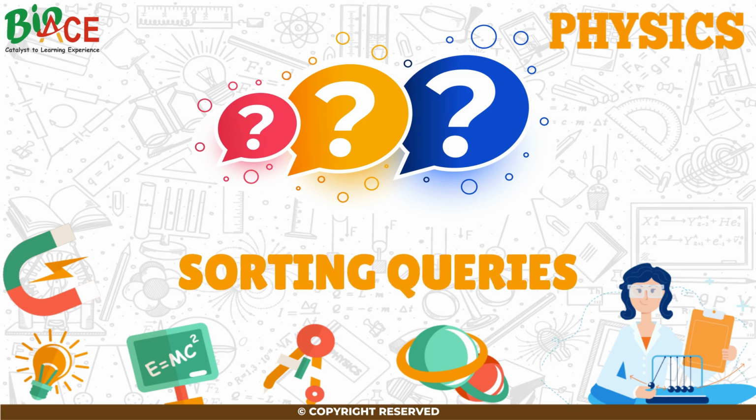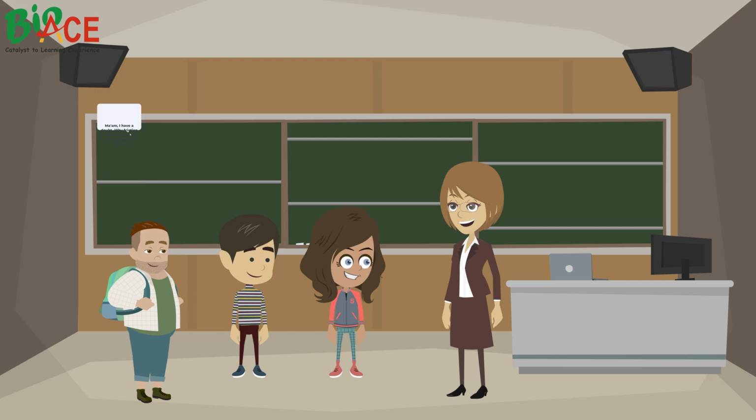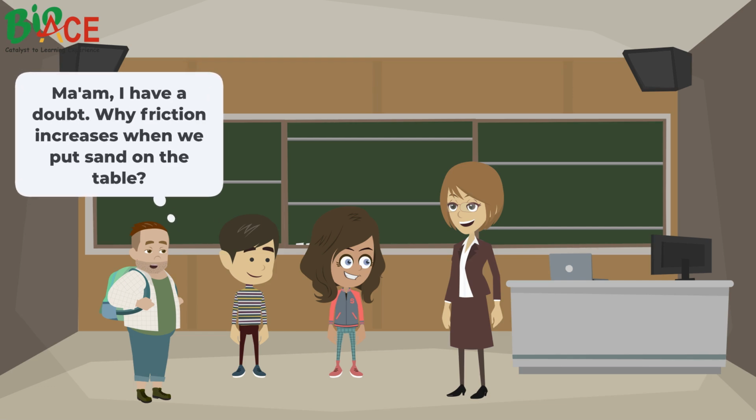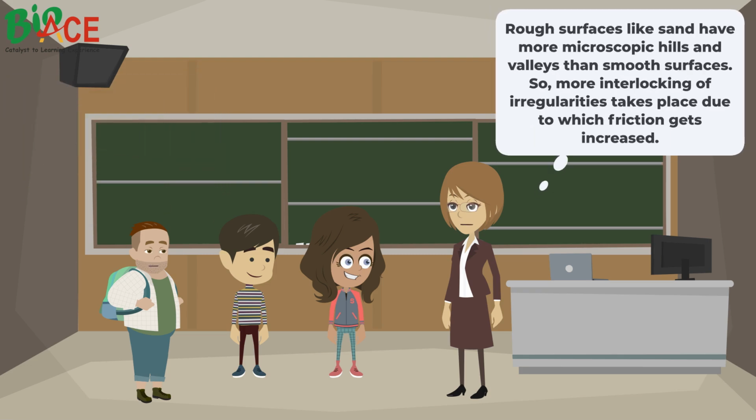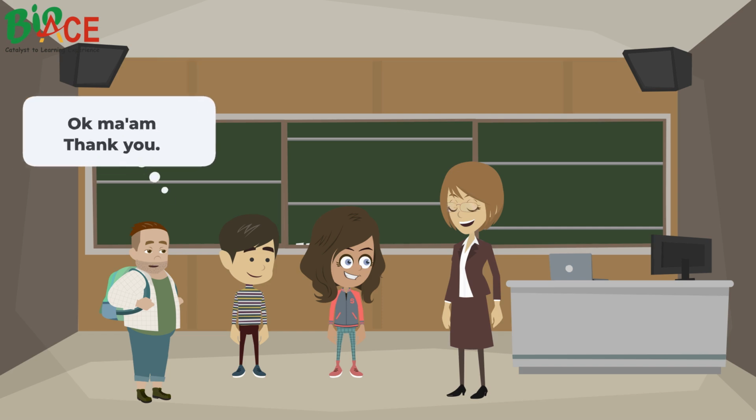Sorting queries. Mom, I have a doubt. Why does friction increase when we put sand on the table? Rough surfaces like sand have more microscopic hills and valleys than smooth surfaces. So, more interlocking of irregularities takes place, due to which friction gets increased. Okay, Mom, thank you.